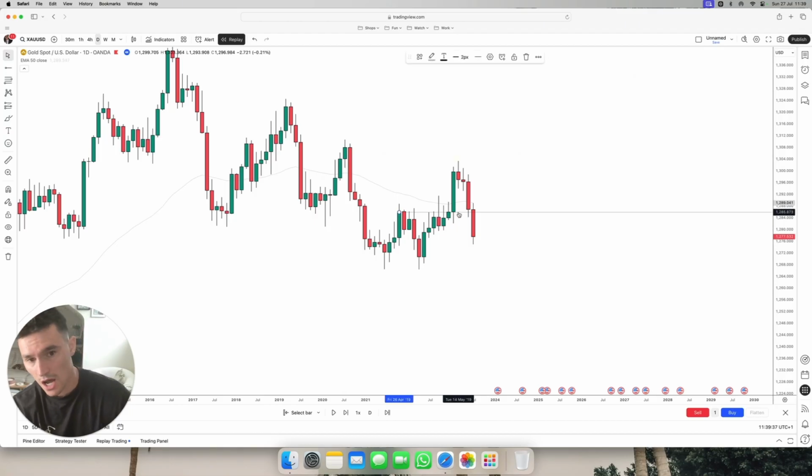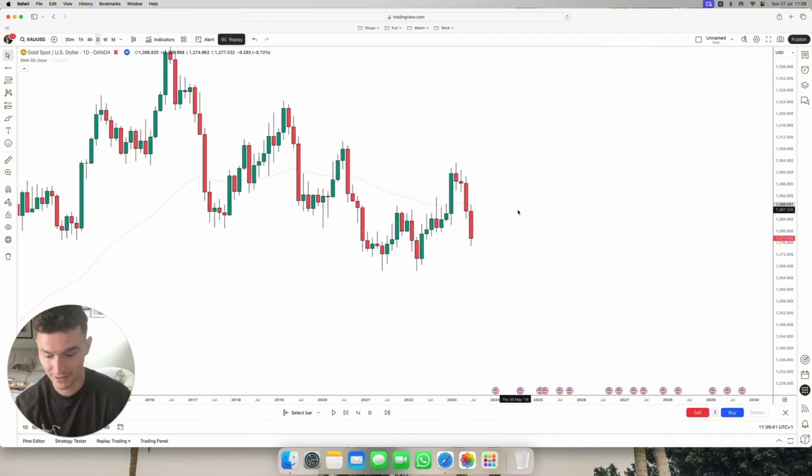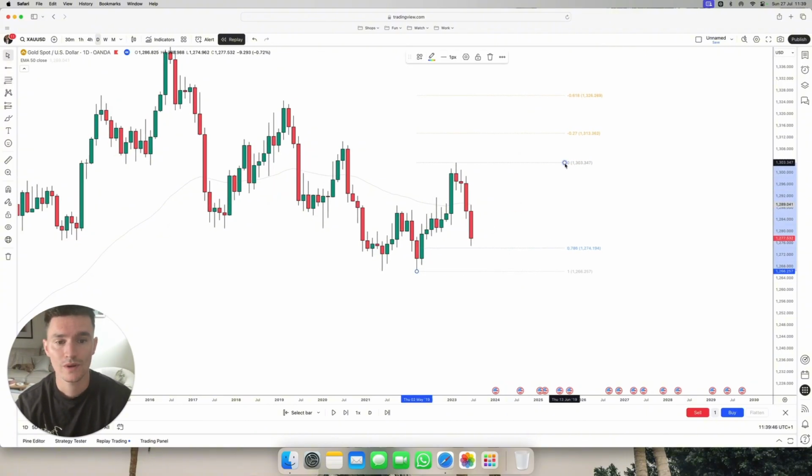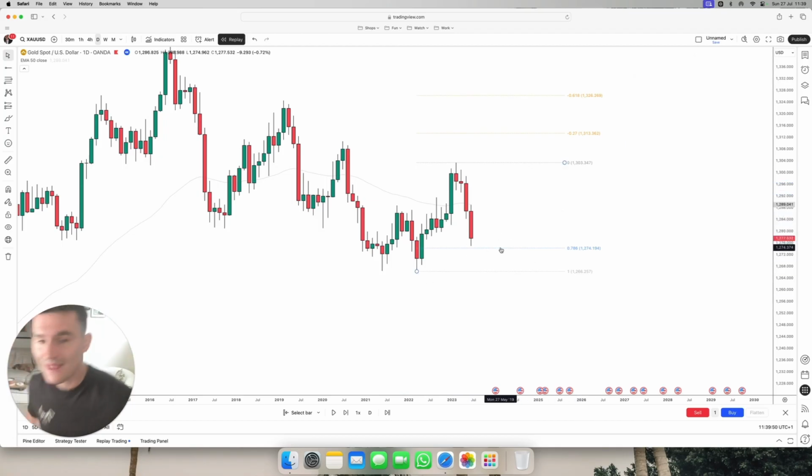So the daily at the moment on gold is technically bullish. So again, if we measure this range, we are still within a bullish leg, okay, because we're still above the 786, okay? Now, so the daily is bullish at the moment. The weekly is bearish, okay?